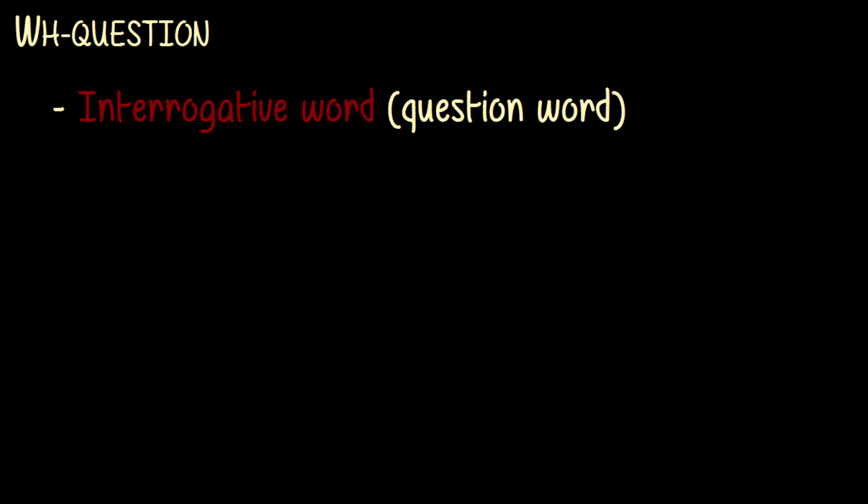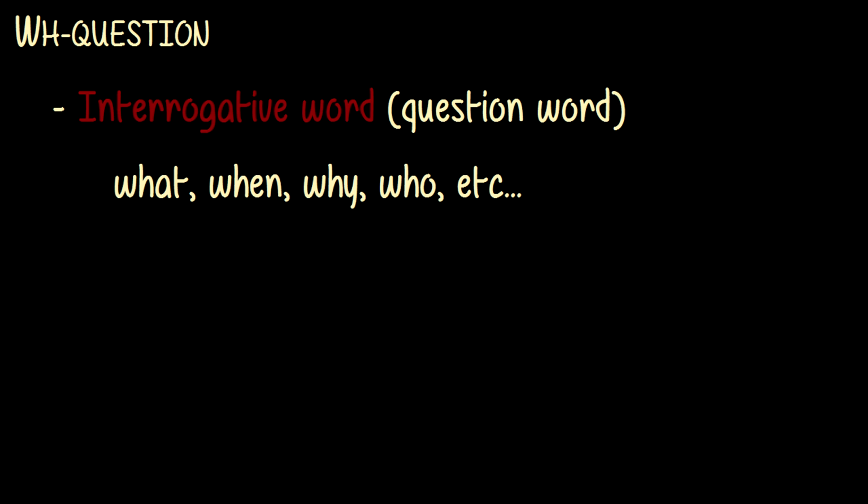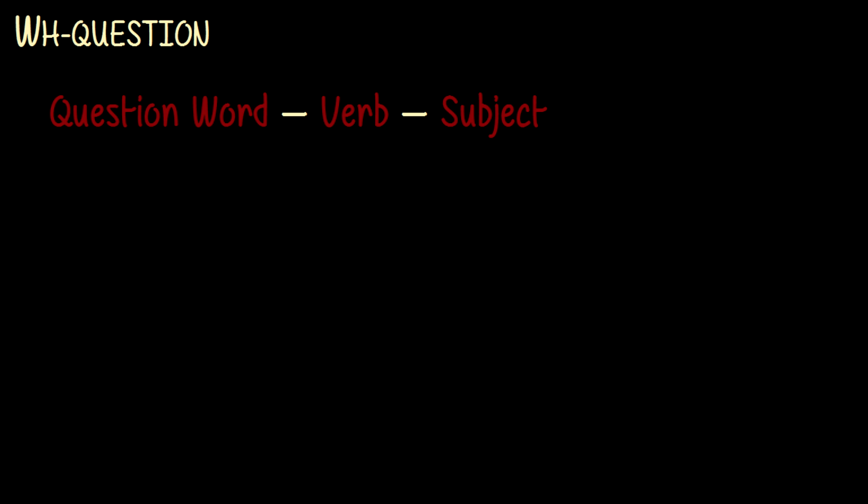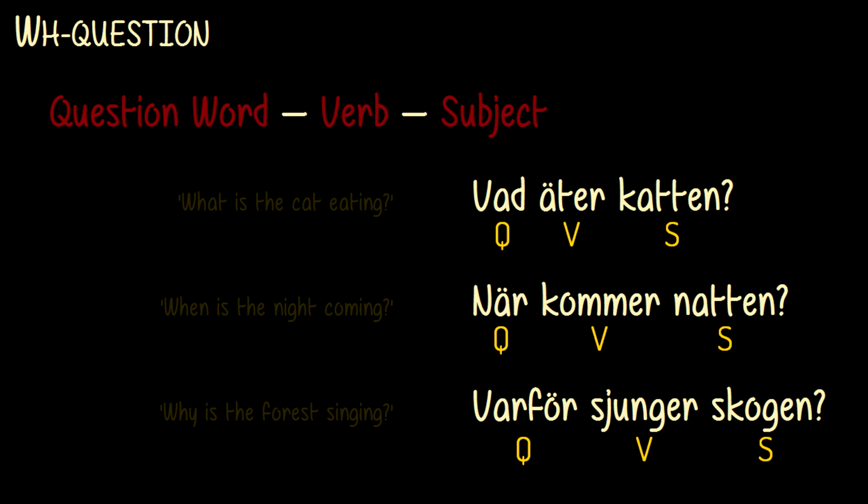A WH question is a question made with an interrogative word, also called a question word, such as what, when, why, and who, hence the name. When forming such a question, the question word always goes first, followed by the verb, and finally the subject. Vad äter katten? När kommer natten? Varför sjunger skogen?